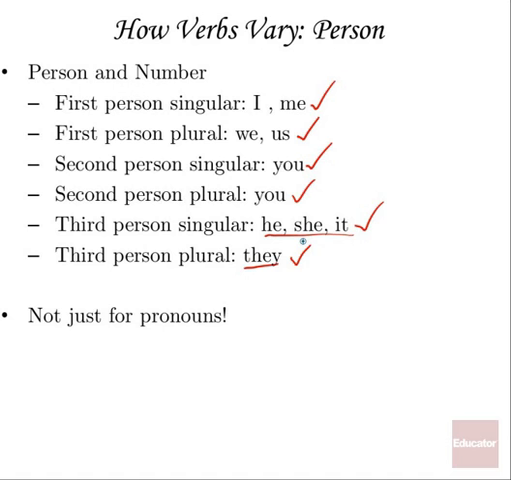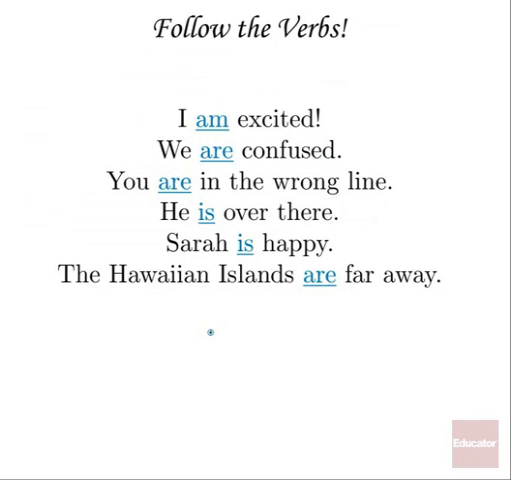Depending on whether it's the first person, the second person, or the third person doing something, the form of the verb changes. As I say, it's not just for pronouns. So, let's look at an example. I am excited, but we are confused. Notice here that we went from first person singular to first person plural, and it changed.